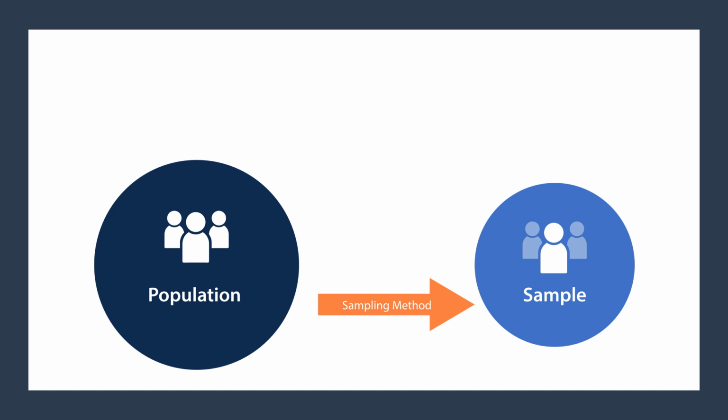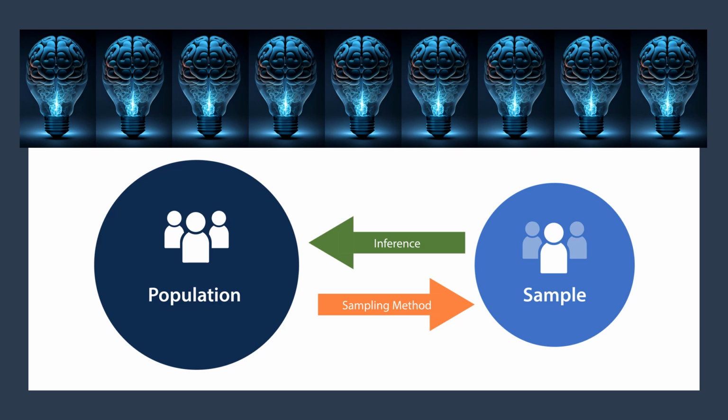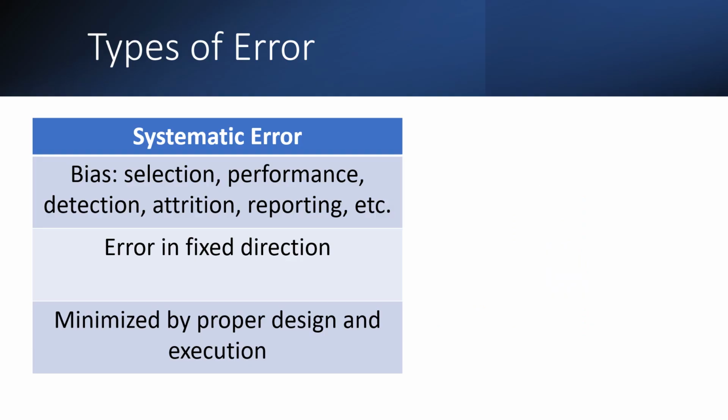The premise of biomedical research is to take a sample from a population of interest, and the findings we get from this sample are meant to be extrapolated to the population from which we have taken our sample. During this process, we may face some types of error.